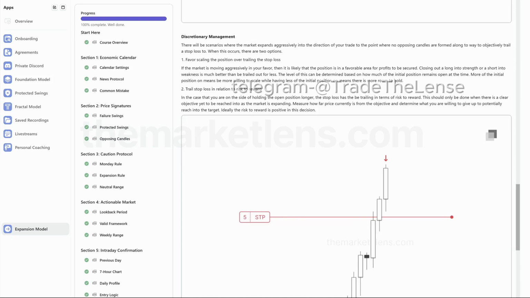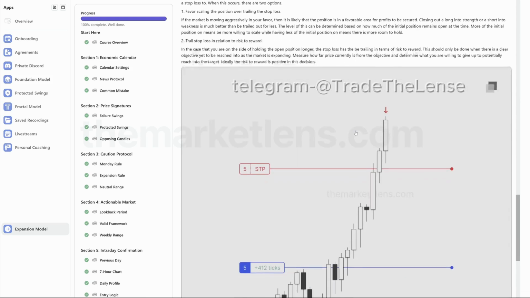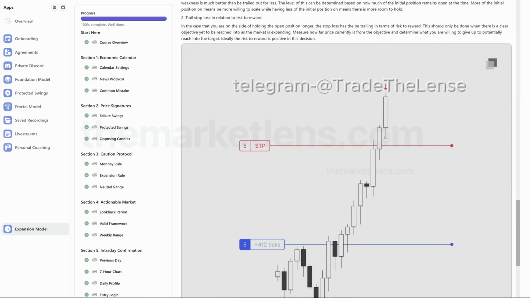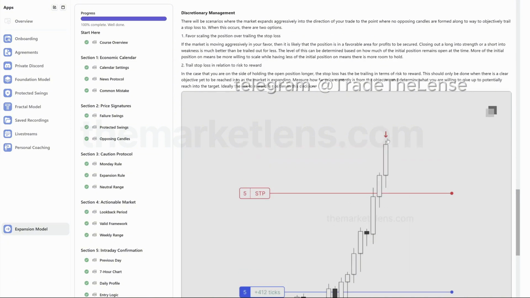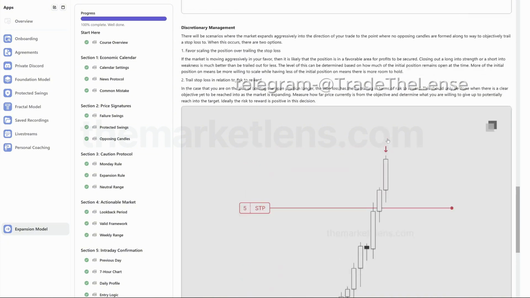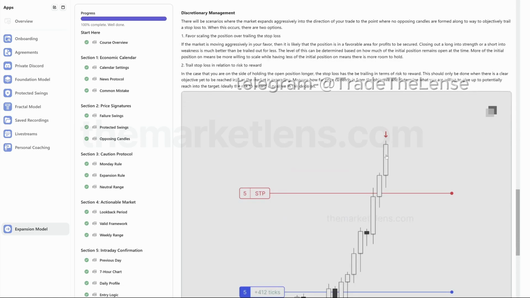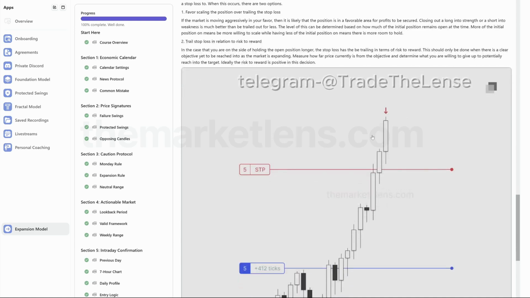So the first thing is just favor scaling over trailing a stop loss, because you don't have any defined area to trail it to. The market isn't giving you that more mechanical sense. So favor scaling first. If it's at that point, sell into the strength, buy into the weakness. The other thing we can do is, sure, we'll probably already have some off the position at this point, trailing a stop loss in relation to risk to reward.